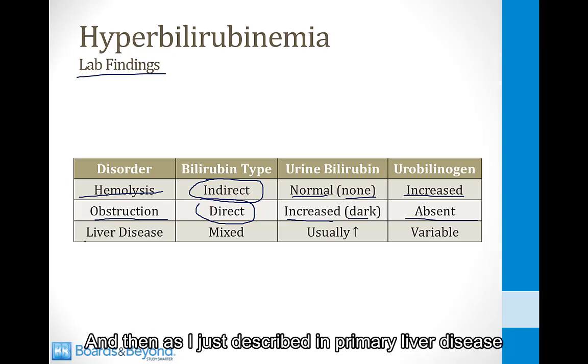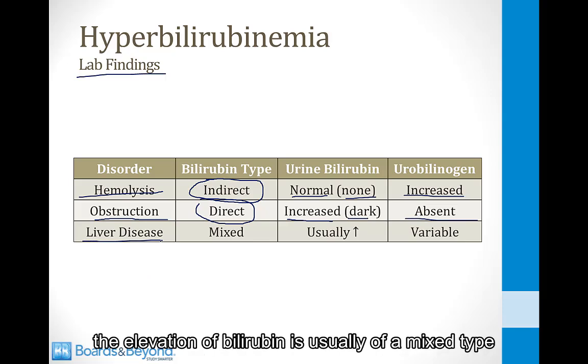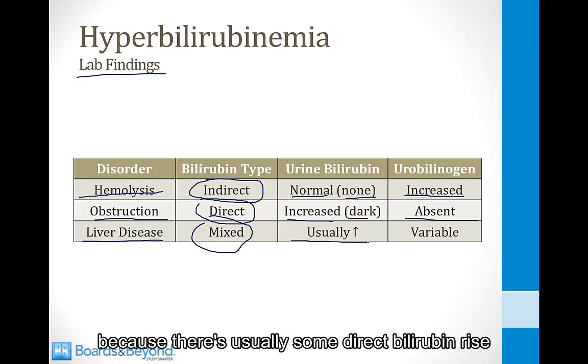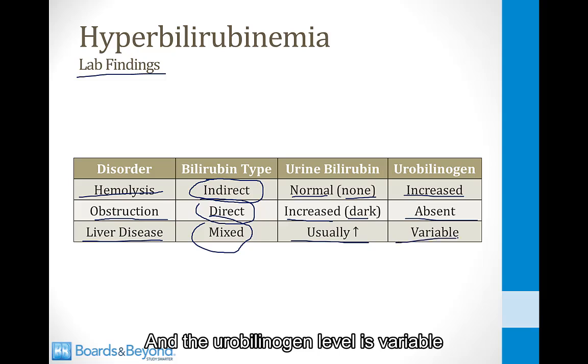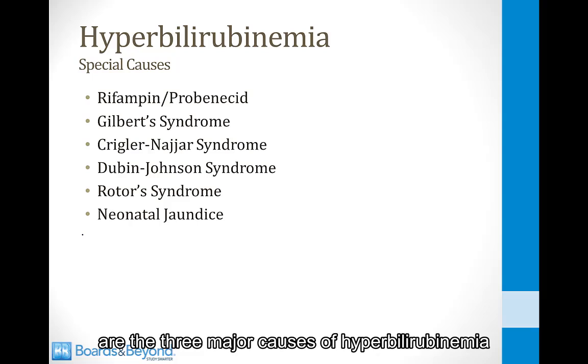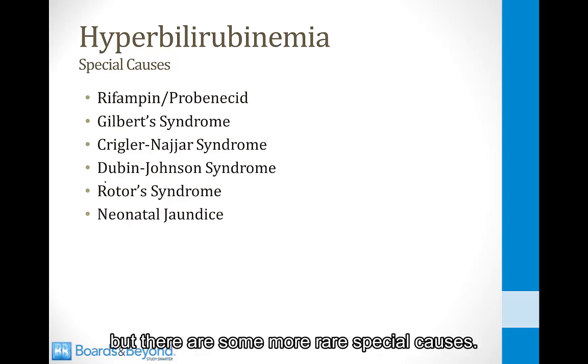And then, as I just described, in primary liver disease, the elevation of bilirubin is usually of a mixed type, both indirect and direct. The urine bilirubin is usually increased because there is usually some direct bilirubin rise in the serum, and the urobilinogen level is variable depending on whether it is early or late in the course of liver disease.